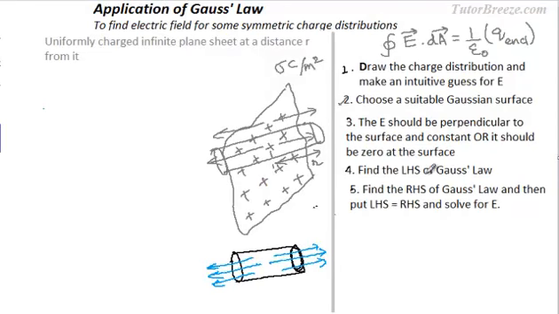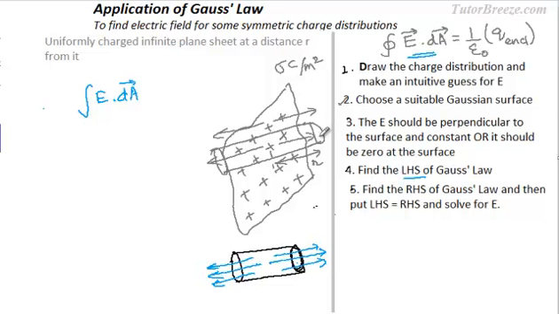Now the next step is the fourth step, which is to find the left hand side of Gauss's law, which means we need to find the total flux through the entire Gaussian surface. This means we have to add the flux through the curved surface area to the flux through the two ends of the cylinder. We just saw that the flux through the curved surface area is 0. Now let us see what the flux through the two ends of the cylinder is. This is given by integral E dot dA.